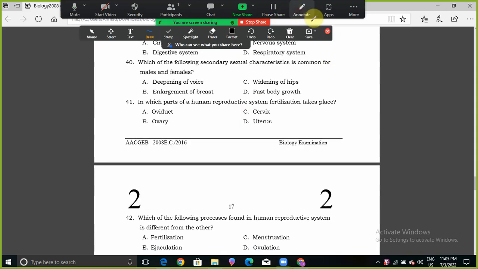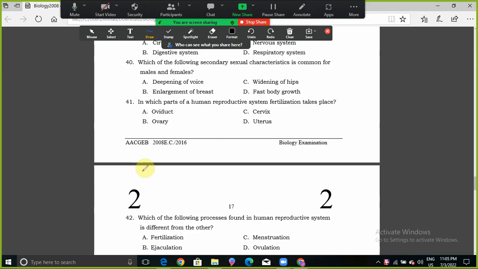Now, in question number 41, it says: in which part of the human reproductive system does fertilization take place? Oviduct, ovary, cervix, or uterus? The correct answer is uterus, because it's the part of the human reproductive system where fertilization takes place.